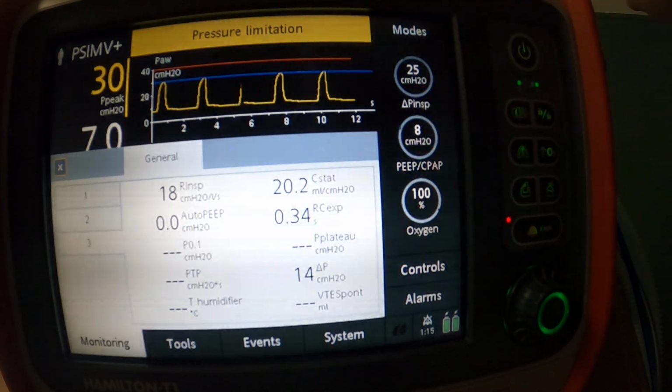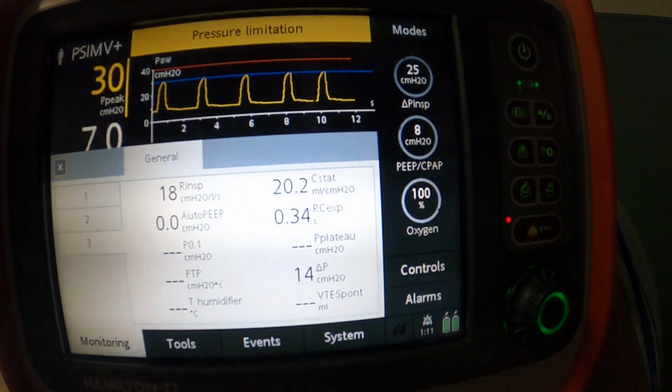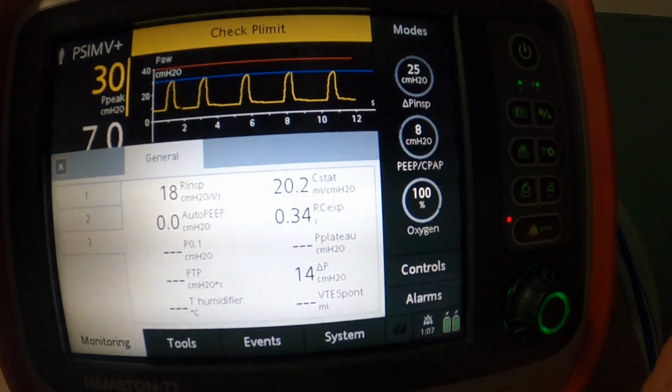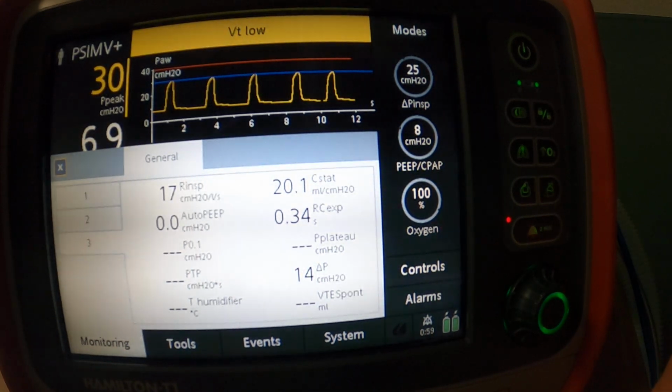15 to 25, that's a D. That's something you can work with, potentially salvage and improve with your ventilator management. 25 to 35, that's a C. You can improve that as well. Anything above 50 is of course an A, so you're in good shape there.